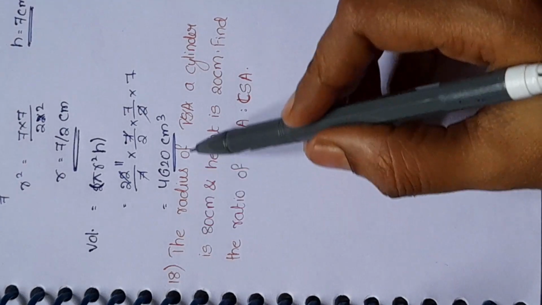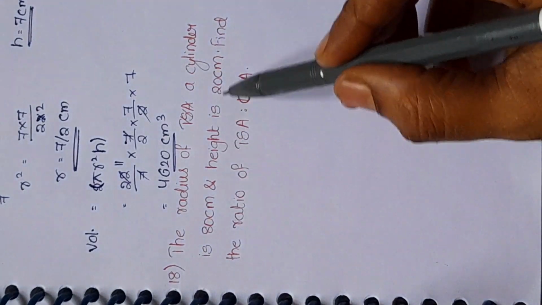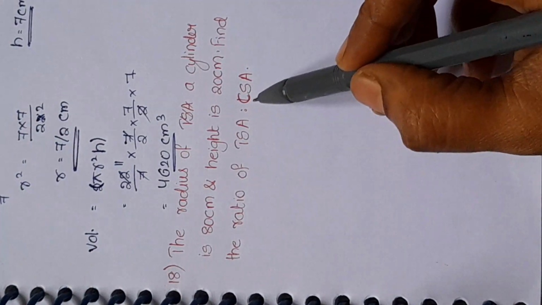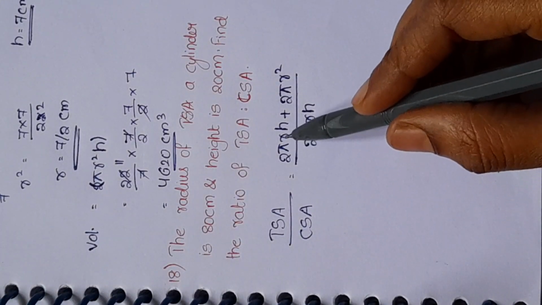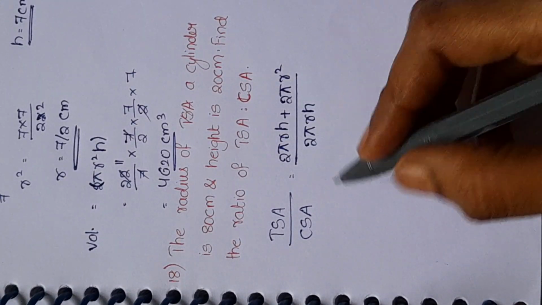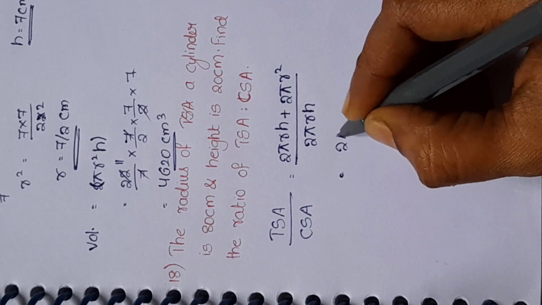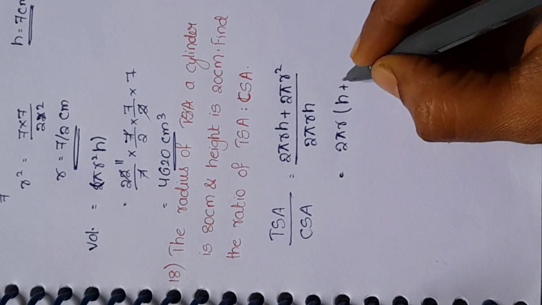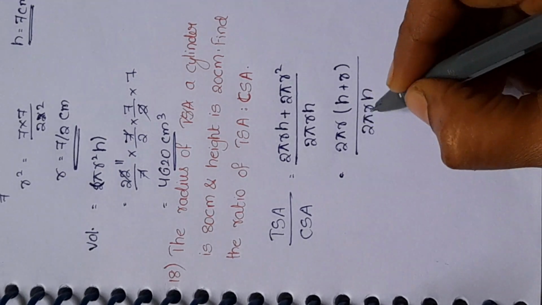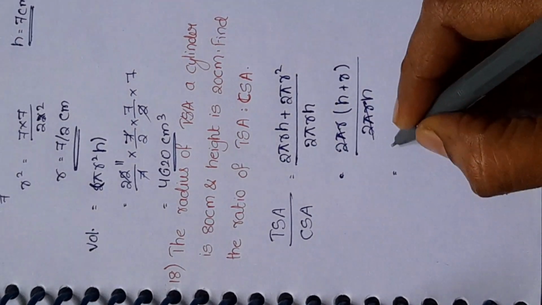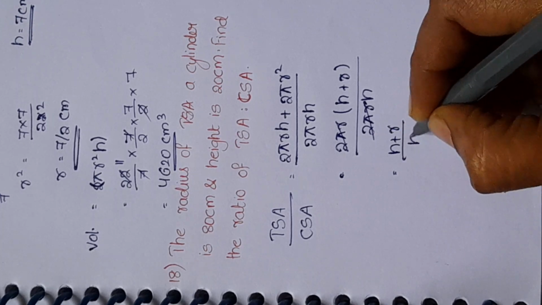Question number 18. The radius of a cylinder is 80 centimeters and height is 20 centimeter. Find the ratio of the total surface area and the curved surface area. Total surface area by curved surface area is 2 pi r h plus 2 pi r square by 2 pi r h. Taking 2 pi r common into h plus r by 2 pi r h. Cancelling 2 pi r and 2 pi r, we get h plus r by h.